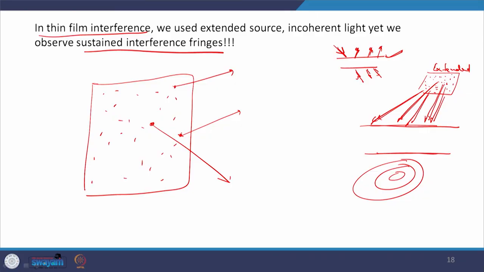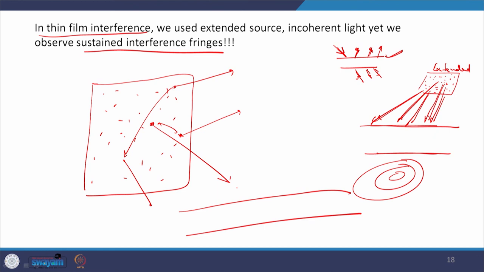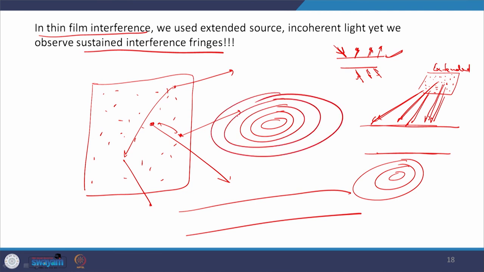Now, here we see that they are not coherent. These rays are emanating from totally incoherent sources. There is no relation between these two point sources, or these two point sources, or any two point sources in an extended broad source. And yet, when this light falls on this thin film, we saw that they generate a very beautiful concentric ring pattern, and we call them fringes of equal inclination.